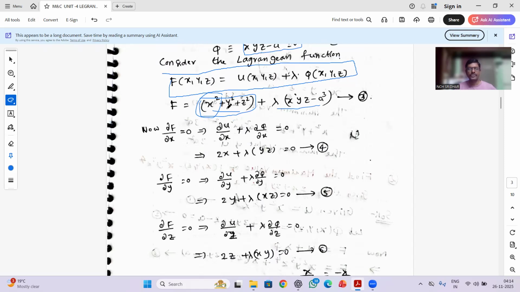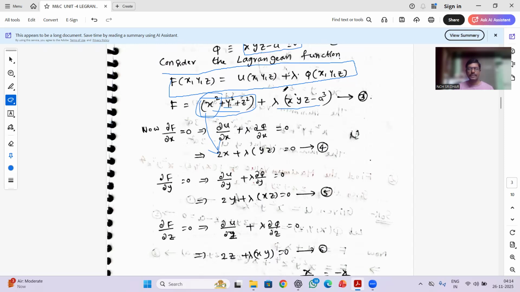In partial differentiation, if we differentiate with respect to one independent variable, the remaining independent variables are treated as constants. That is the basic rule for partial differentiation. So we are differentiating with respect to x. The differentiation of x square is 2x, and y square and z square are treated as constants, so their differentiation is 0. So I have written 2x plus lambda, which remains the same.